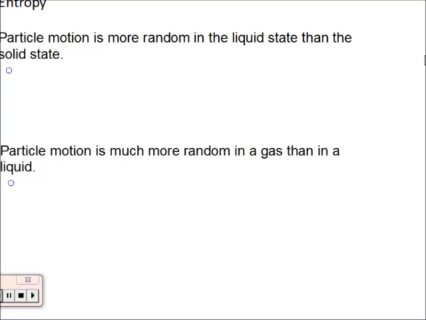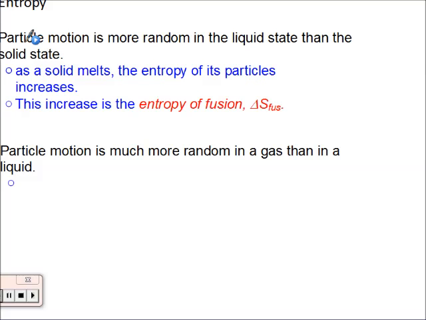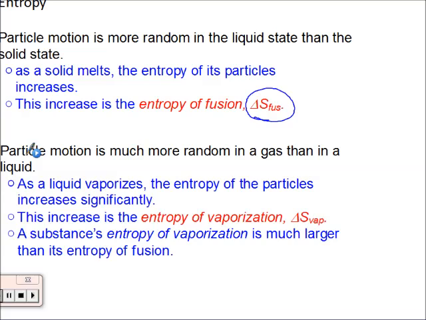Entropy is the particle motion. Entropy of particles in a liquid state is more random than in a solid state. As a solid melts, the entropy of its particles will increase. We call that increase the entropy of fusion, delta S of fusion. We also know that particles in a gas are more random than they are in a liquid. We know that as liquid vaporizes, the entropy of its particles increases significantly. They're getting farther apart, they're getting more random. We call that change from a liquid to a gas the entropy of vaporization, delta S with a VAP for vaporization.